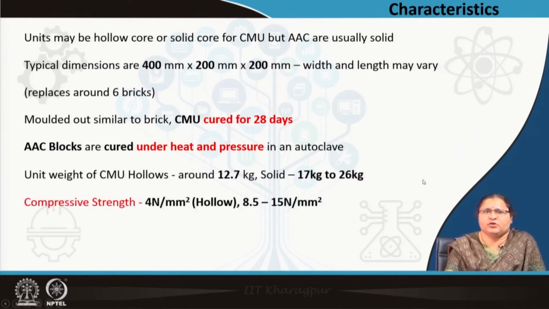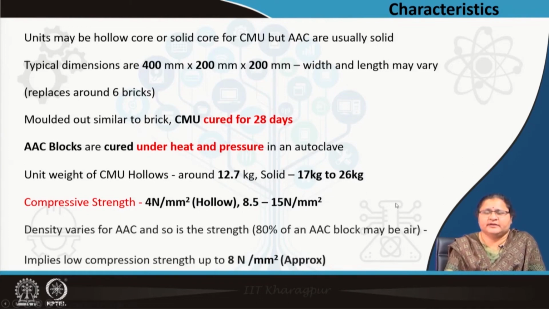Unit weight of CMU hollows is 12.7 kg, solid it is 17 to 26 kg depending on the compaction, and the density of the materials, and the strengths are also given, which is more or less replacing brick when it is solid, and when it is hollow you can see it is 4 Newton per millimeter square. So, it is acting as a non-load bearing wall. So, it is a filler, it is standing between the structure.